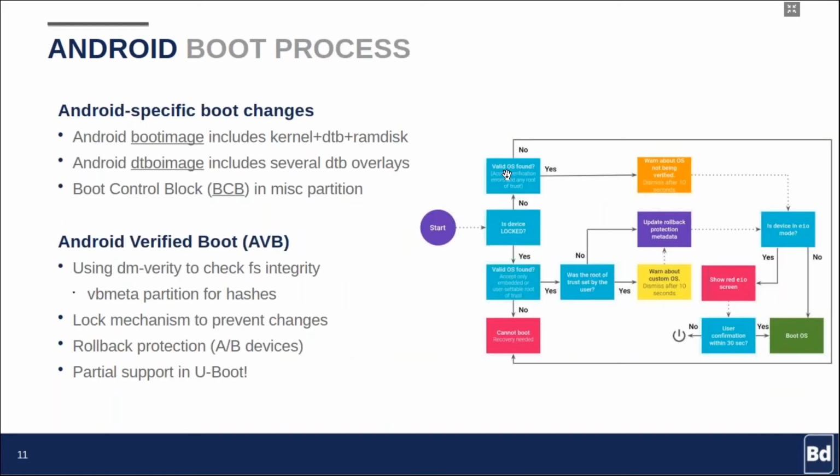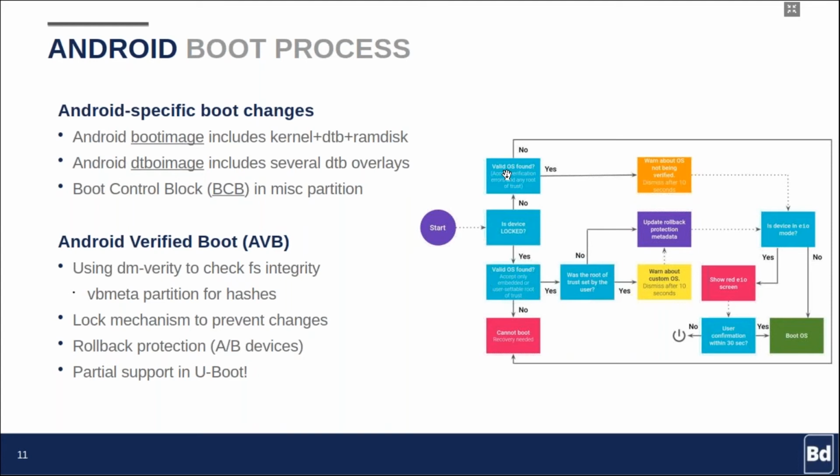Then even the boot process is specific to Android. On a standard Linux system, the kernel, the device tree, and the RAM disk are located on a regular file system, whereas here everything is packaged inside a specific image. So for instance, the Android boot image includes the kernel, the device tree, and a RAM disk. The Android DTBO image includes several device tree overlays. And this is very specific to Android.